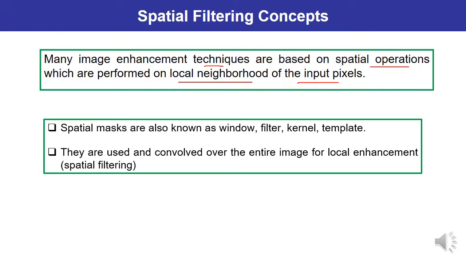A spatial mask which is applied on the input image is also known as a window, filter, kernel or template. At different places you will find these terms. These terms actually denote the spatial mask, and it is convolved over the entire image for local enhancement, that is the spatial filtering.